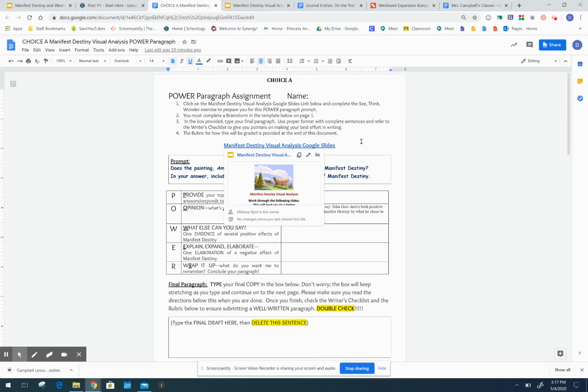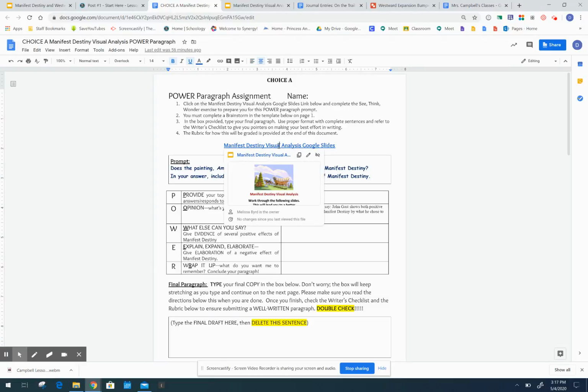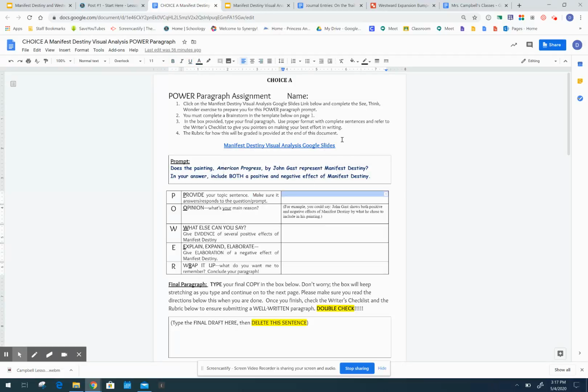The first one is a power paragraph, but you would start by clicking on this link, and it's got a series of Google slides that walk you through a see, think, wonder activity that help you to better understand the visual image that you're going to be responding to in the power paragraph. So make sure you click on that and go through the activity first.